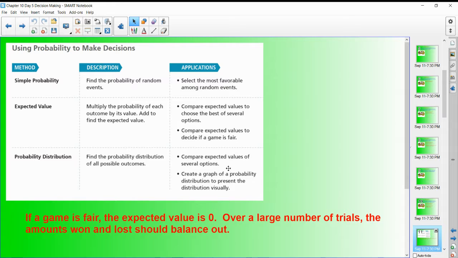I can make graphs and tables and figure out what is in our best interest. And businesses do this all of the time. So if a game is fair, the expected value is 0. If it's not fair, we need to figure out, is it in our favor or not in our favor?